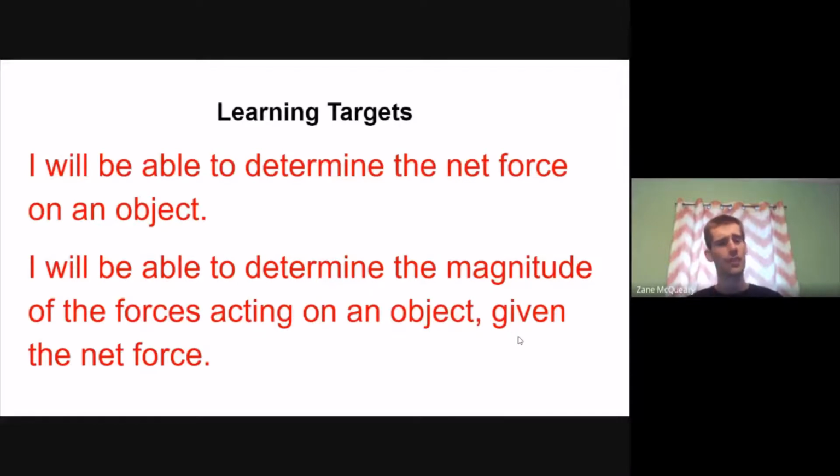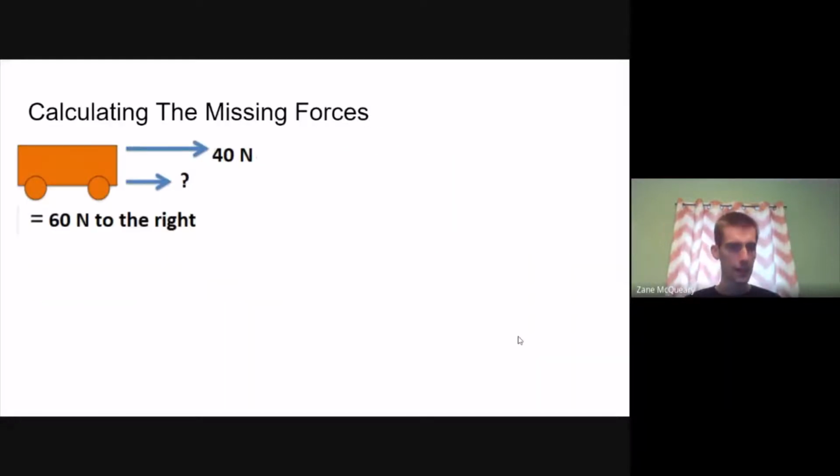That's just the first learning target, determining the net force. The second part is to give you the net force and then work backwards to find the individual forces that are acting on the object. Let's bring our carts back again.